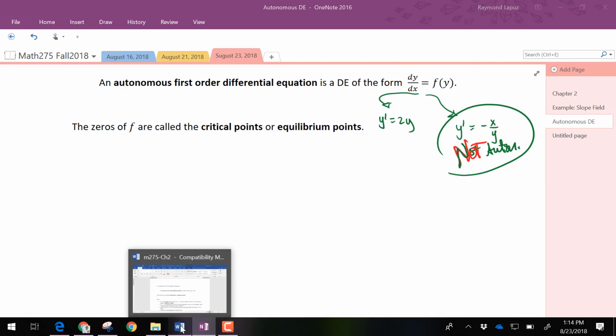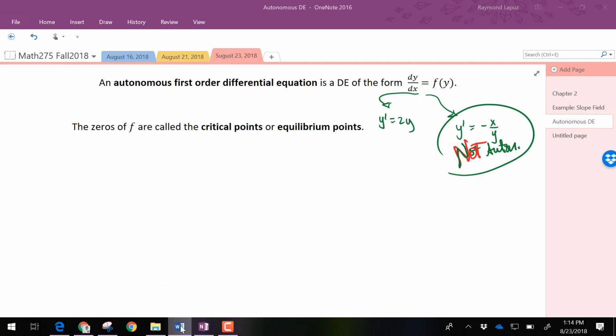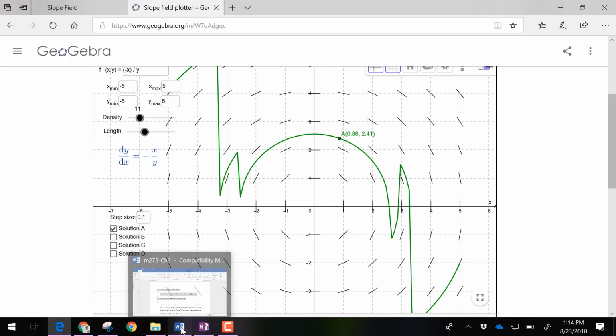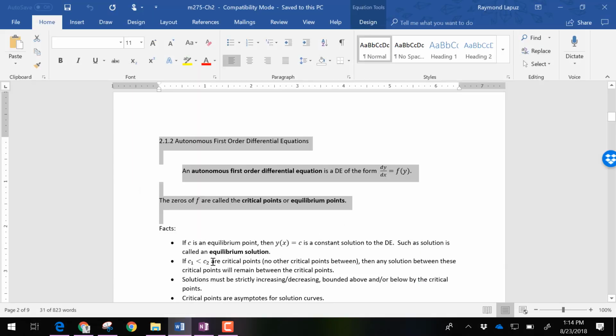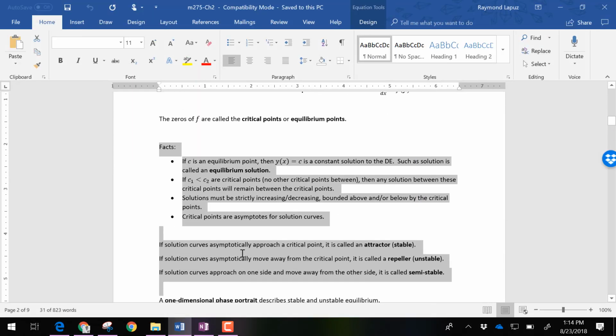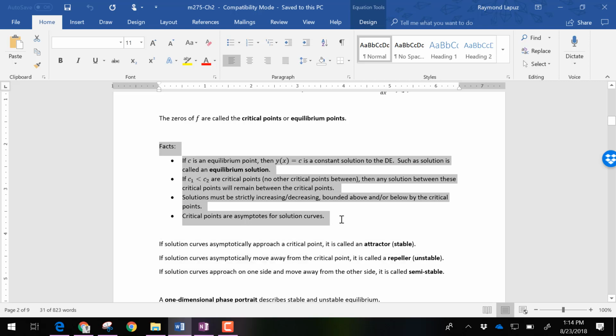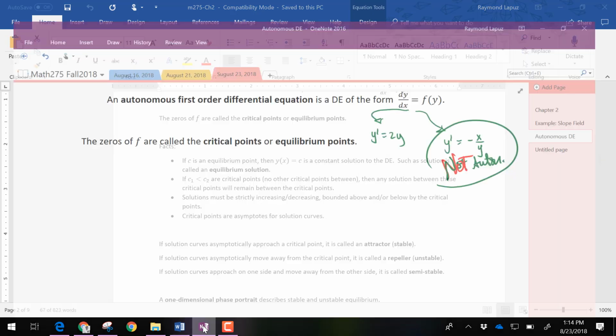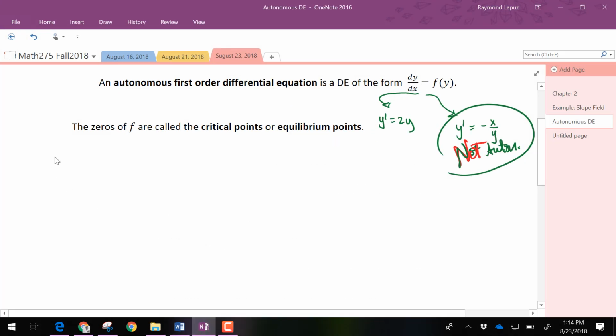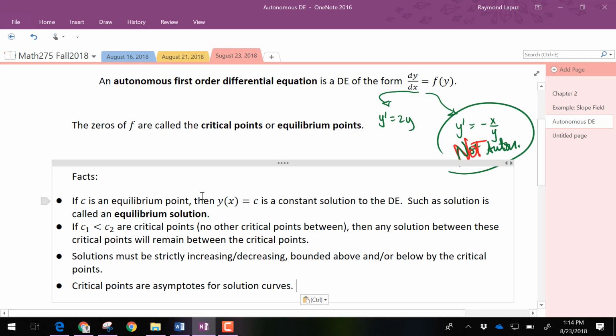All right, so what are we going to do with that idea? If C is an equilibrium point, then y equals C is a constant solution to the differential equation. Such a solution is called an equilibrium solution.